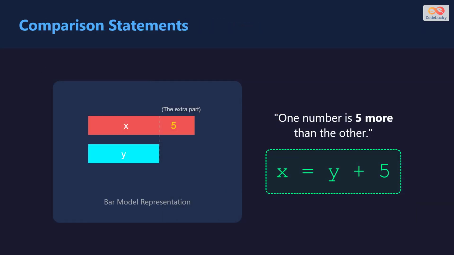Sometimes one number is defined by comparing it to the other. For example, one number is 5 more than the other. A bar model helps visualize this. The larger bar, x, is equal to the smaller bar, y, plus that extra 5. So the equation is x equals y plus 5.